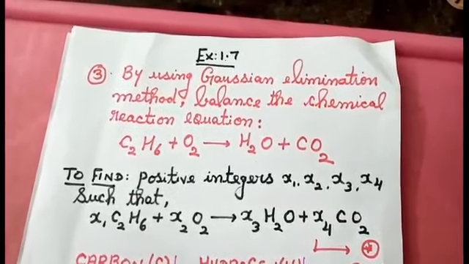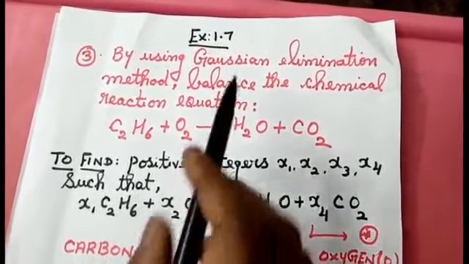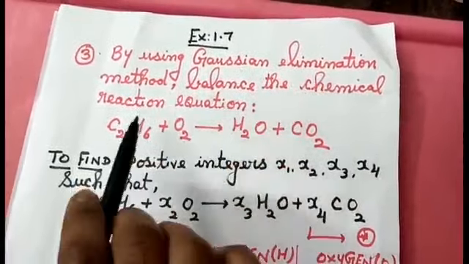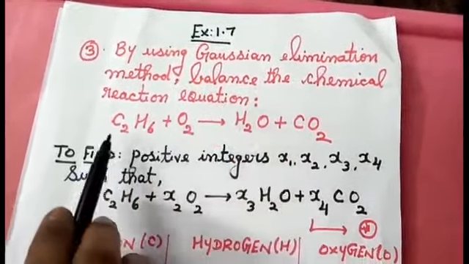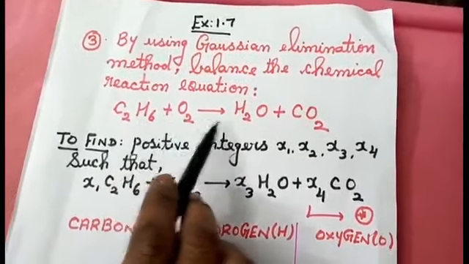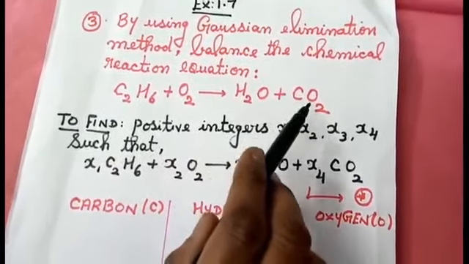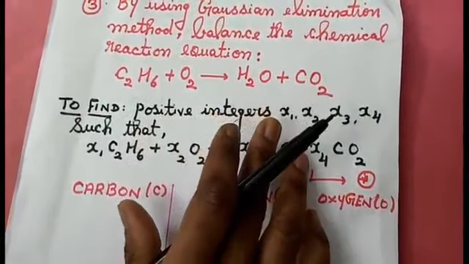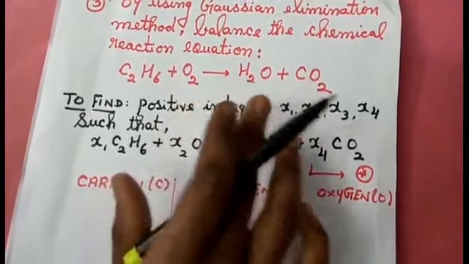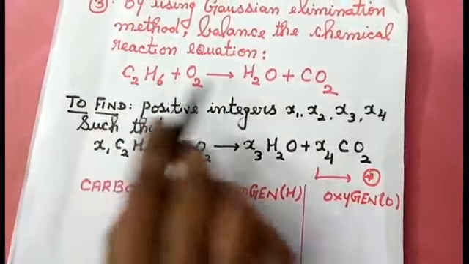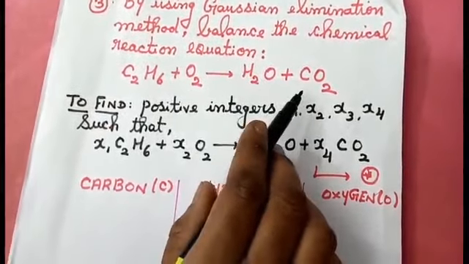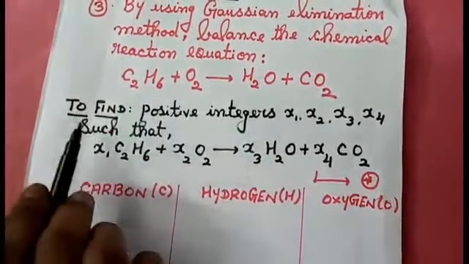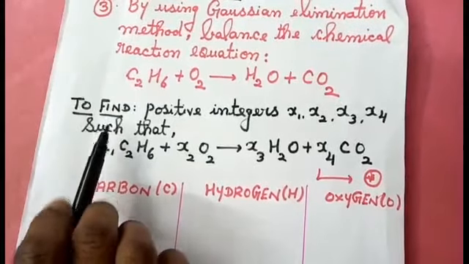Exercise 1.7 third sum. By using the Gaussian elimination method, we are going to balance the given equation, that is C2H6 + O2 → H2O + CO2. Regarding the Gaussian elimination method, if you see the question, left hand side you are having 2 terms and right hand side you are having 2 terms. Totally I am having 4 terms. So this is the procedure of doing the sum.